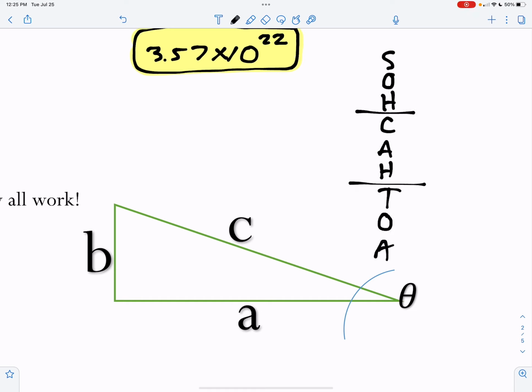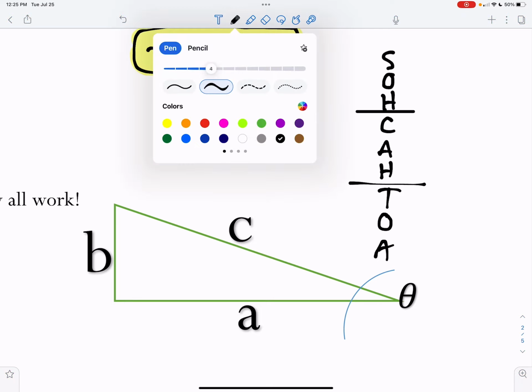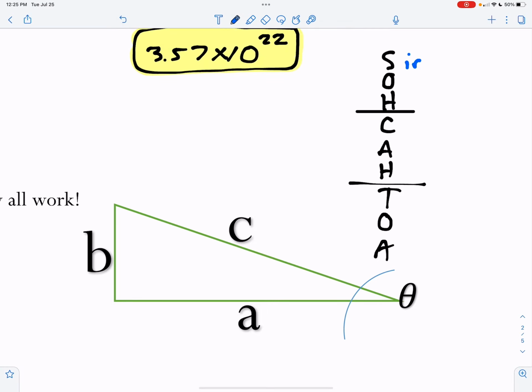Which can be broken down into the following. S stands for sine, which is equal to the opposite side divided by the hypotenuse. C stands for cosine, which is going to be equal to the adjacent side divided by the hypotenuse. T stands for tangent, which is going to be equal to the opposite side over the adjacent side.